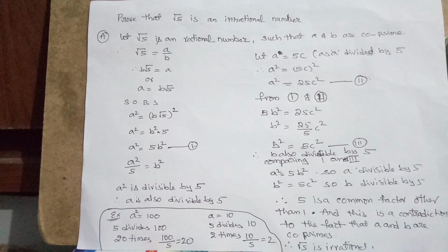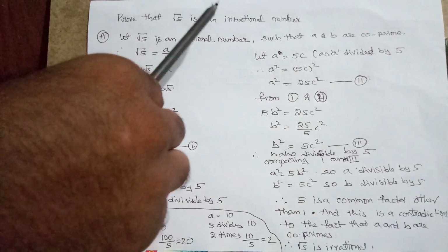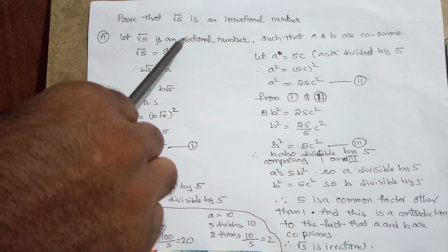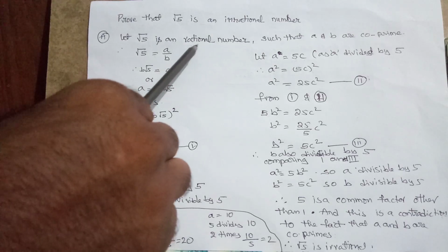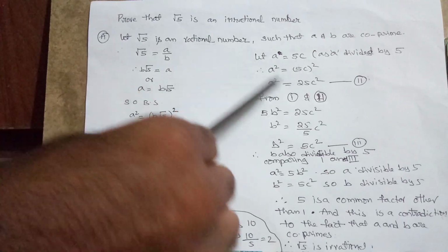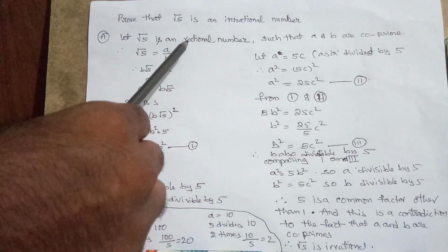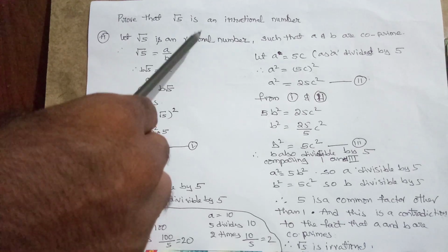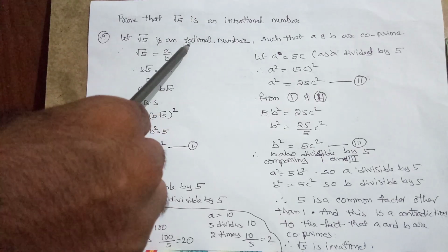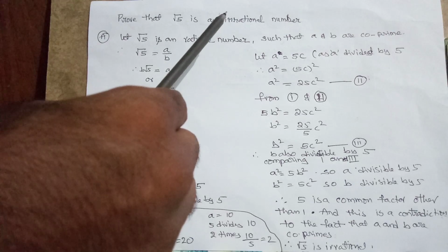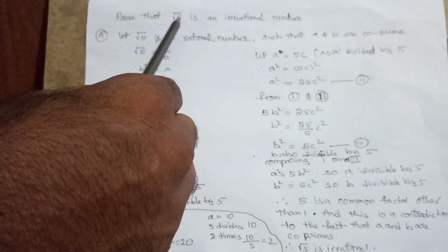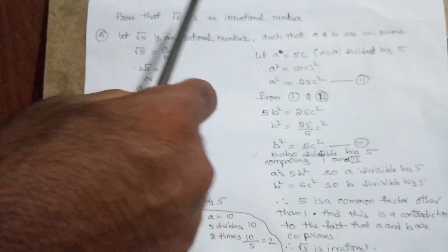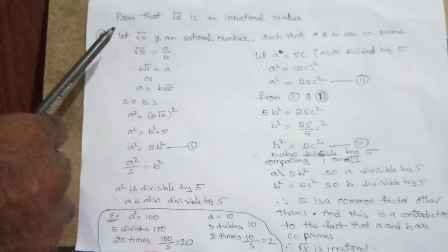This is called the contradiction method. That means we have to prove it is irrational, but we will take the negative, like a rational number, and we fail to prove this is a rational number. Therefore, finally we can admit that root 5 is an irrational number. Let us see what is the process.